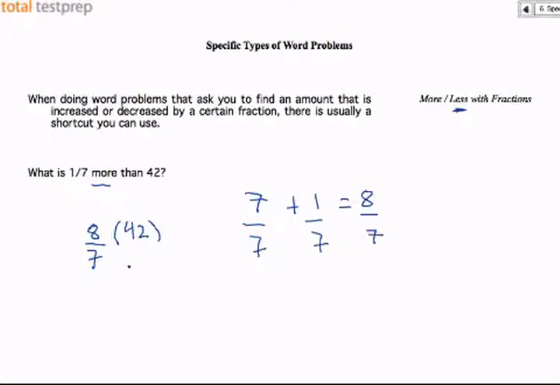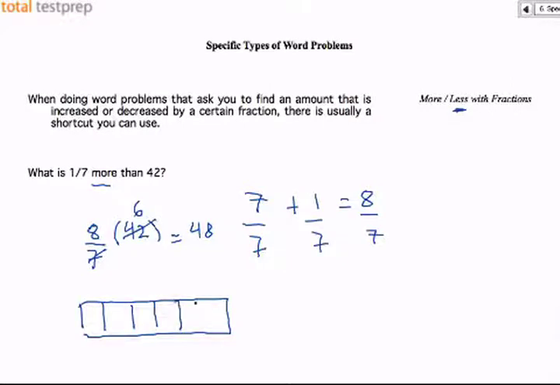Here, 8/7 of 42, you would just reduce this by 7, you get 8 times 6, which is 48. And this makes sense visually too. If you think of something that has 7 parts, so 1, 2, 3, 4, 5, 6 and 7, and the total adds up to 42, that means you have 7 parts. Each part has to be 6.